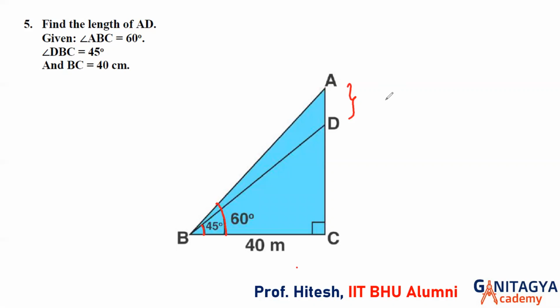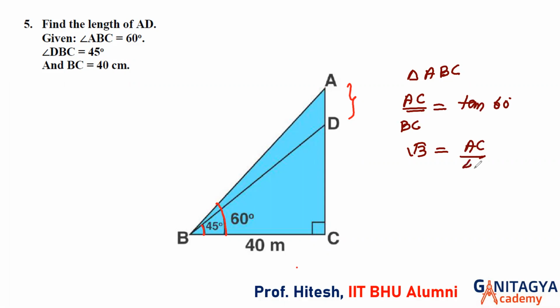First of all, what you will do, take outer triangle ABC. So perpendicular upon base, we will take perpendicular. AC is perpendicular for this outer triangle. So AC upon BC is equal to tan 60. And what is the value of tan 60? tan 60 is root 3. So root 3 equal to AC upon BC, how much is BC? 40. So write AC is equal to 40 under root 3.